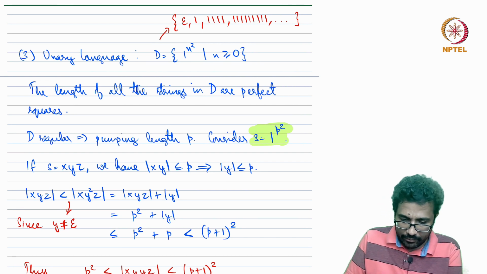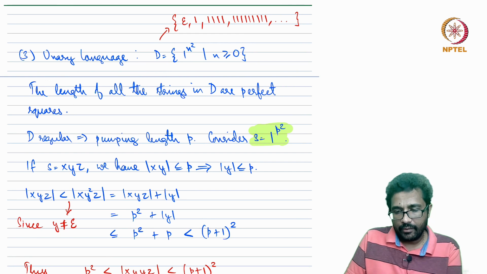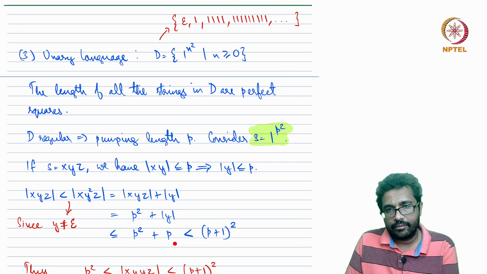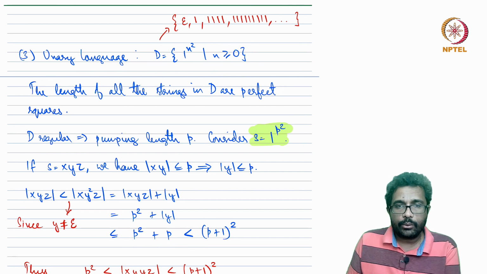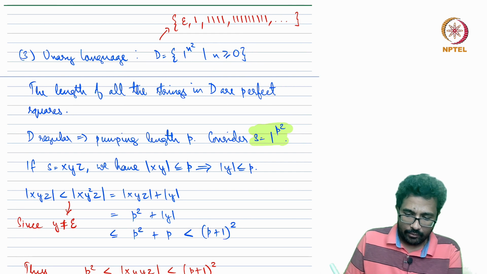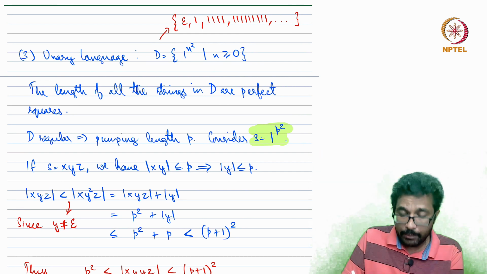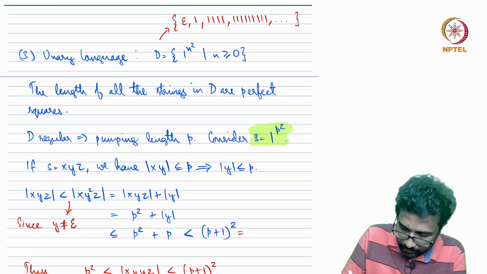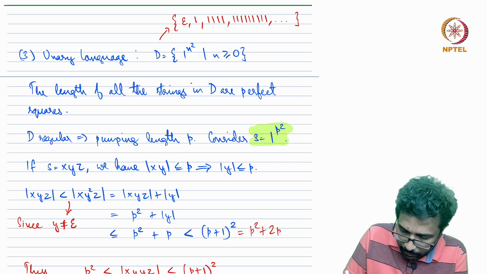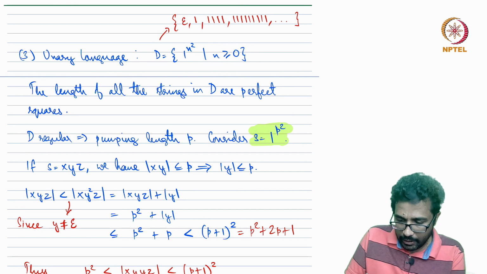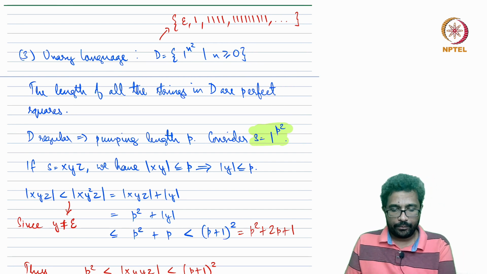But we just said that x, y is at most p, hence y is at most p. So the length of x, y square z is at most p square plus p, but this is strictly less than p plus 1 whole squared. What is p plus 1 whole squared? It is p square plus 2p plus 1. So p square plus p is strictly less than this.